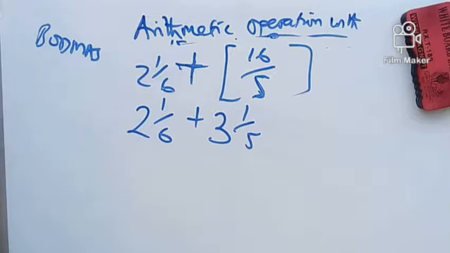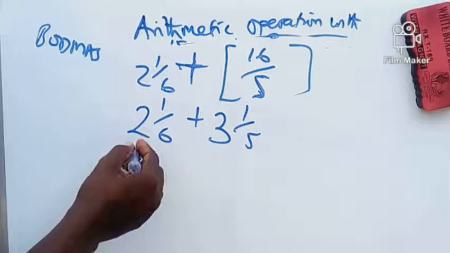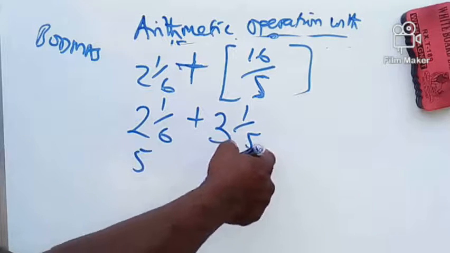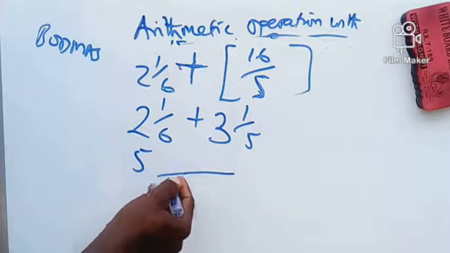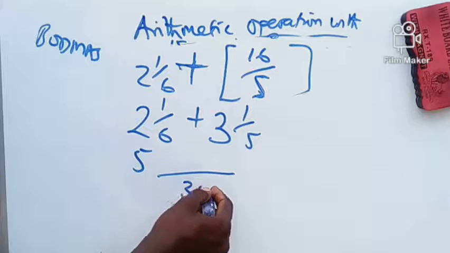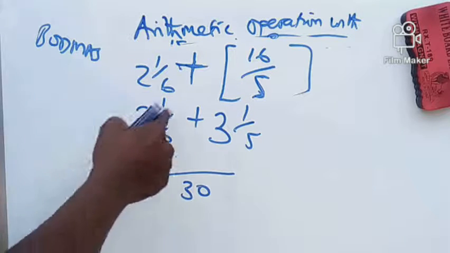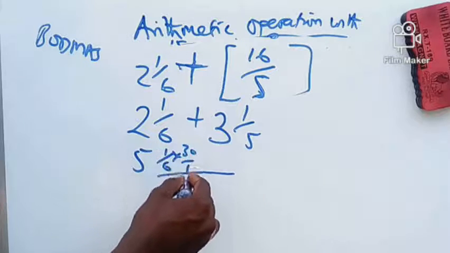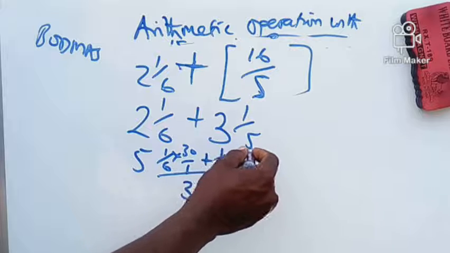What do we do? We add. So to add mixed fractions, we simply add the whole number part. 2 plus 3 is what? 5. So we simply find the LCM of 6 and 5. The LCM of 6 and 5 is simply 6 times 5, which is what? Which is 30. So when we do that, we simply take the fractions and multiply it by the LCM. So we take 1 over 6, multiply it by 30 over 1. We add it to 1 over 5 multiplied by 30 over 1.